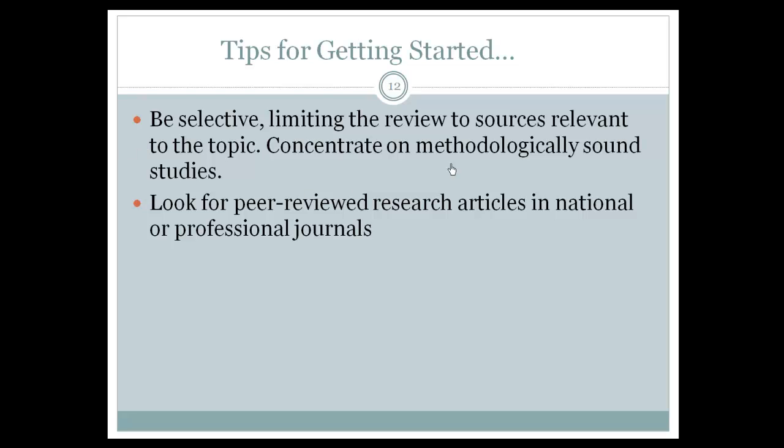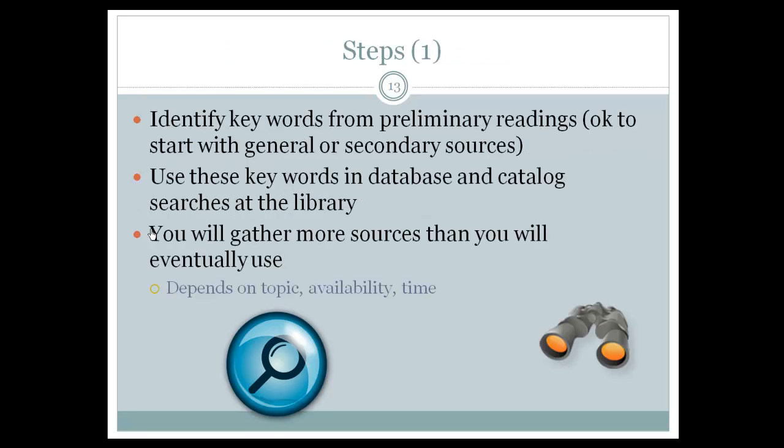And of course, you're trying to get studies that have been done really well. That's part of the process of analyzing them, just seeing how good they are. Then you try to look for peer-reviewed research articles in national professional journals. I think there are some listed in the Salkind book, and I'm sure you can get lists elsewhere. So when you're going through articles, maybe the first step would be to identify some keywords from some readings that you have, and then you can use these in a search.